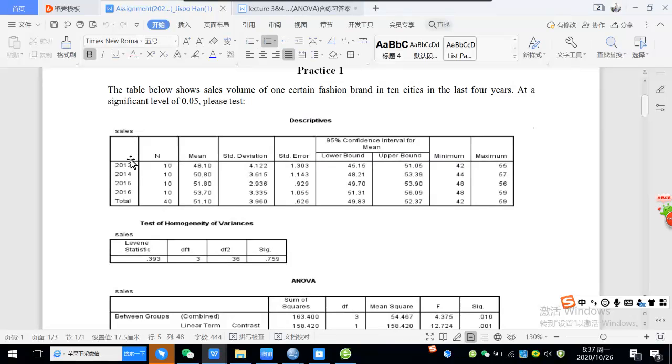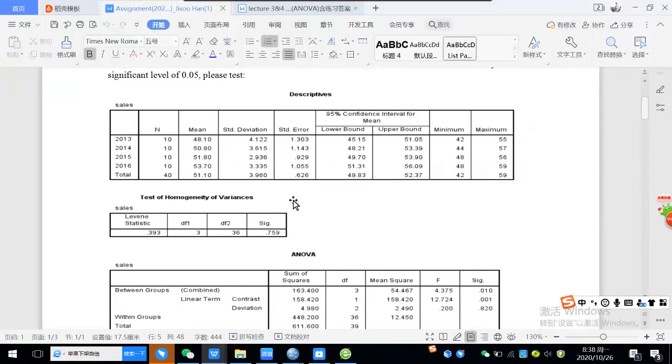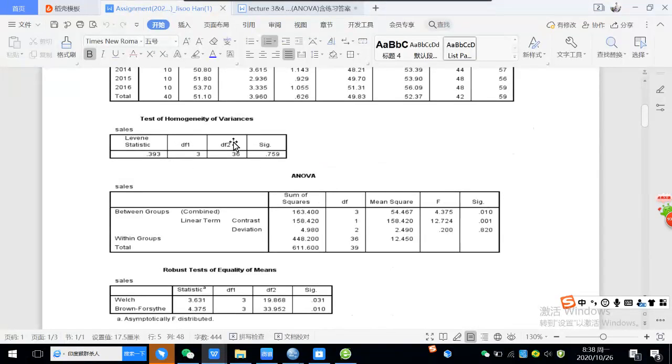Descriptives. Good. It means in different years, the mean of the sales volume. For example, 2014 and 2015 are very close. 2016 looks like a little bit more than other years, right? And also we can see that from 2013 to 2016, the mean grows.